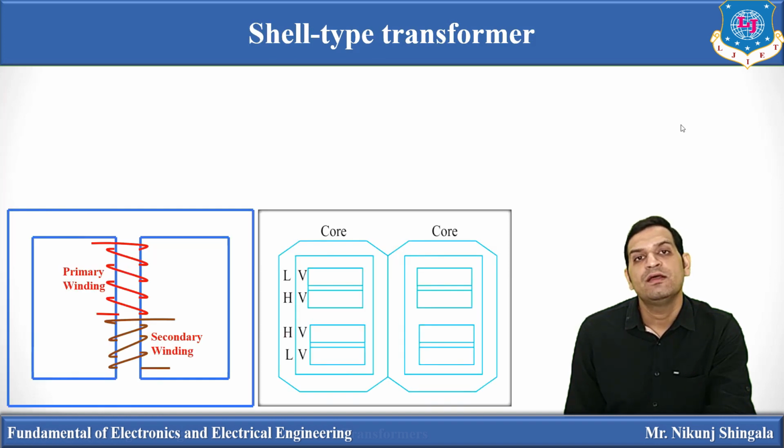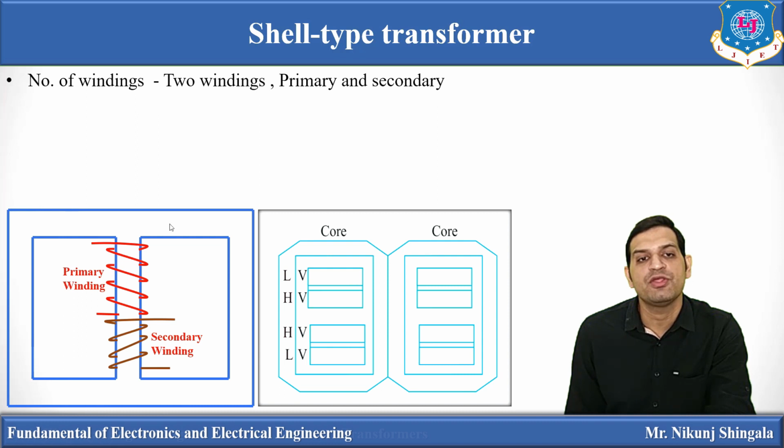Now moving towards the next one, the shell type transformer. As I told you, in shell type transformer, both windings are on the central limb. It consists of three limbs, here you can see, and two yokes. It consists of two magnetic circuits. In the core type transformer, only one magnetic circuit is there.